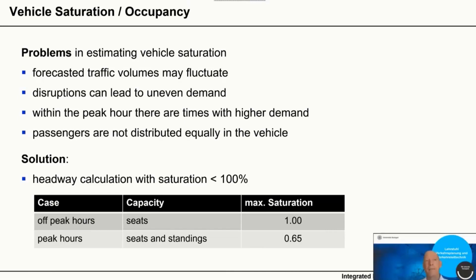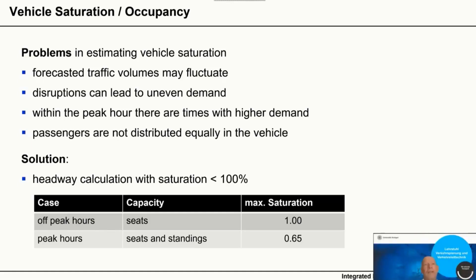And we have disturbances. If you have disturbances, this means that either the frequency goes down a little bit, but it also means that people miss connections. And then in the next train, you suddenly have the demand coming from two feeder lines. And that leads to high saturation. You observe that quite often in urban systems the very moment you have disturbances.